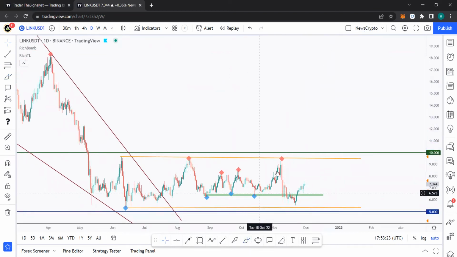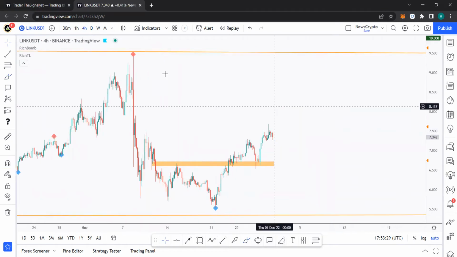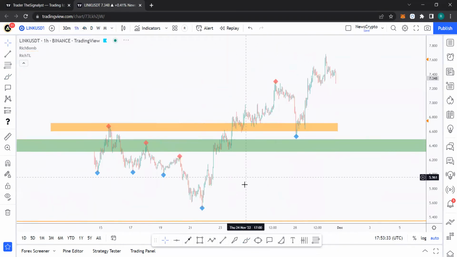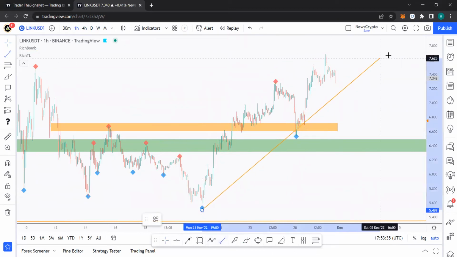For now, we are trading this range upward and downward. If we retest this support again, I'll be looking for buy setups. If we go to H4, can't really say much. From H1, we can draw a channel, right? So that's it. Here we go.